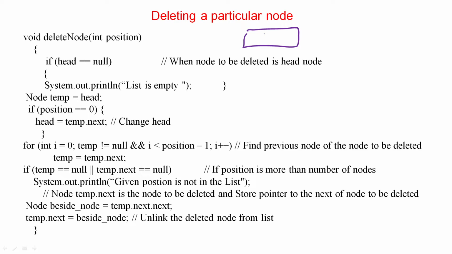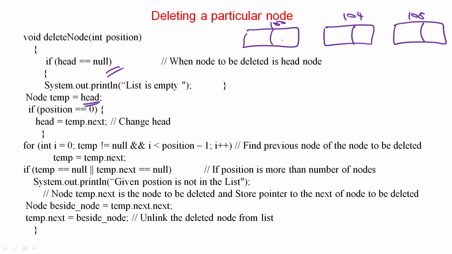First we are checking head equal to null. If head equal to null, the list is empty. Otherwise, the head is assigned to a temporary variable. We have a list like this: 100, 104, 108. Head is 100, so it is pointing to the first node. 104 is written, so a link is created. 108 is written, link is created. So tail is the pointer which has the address 108.